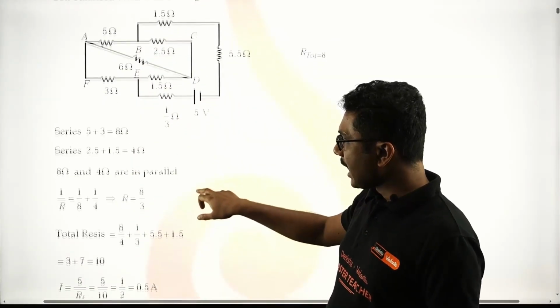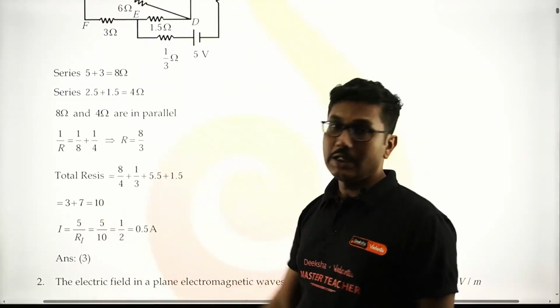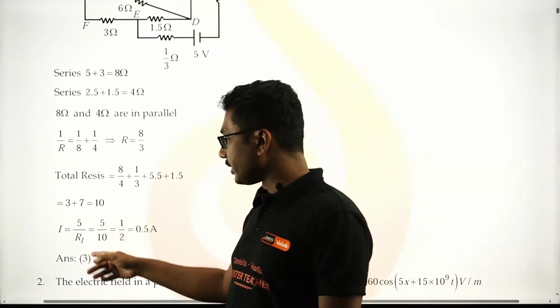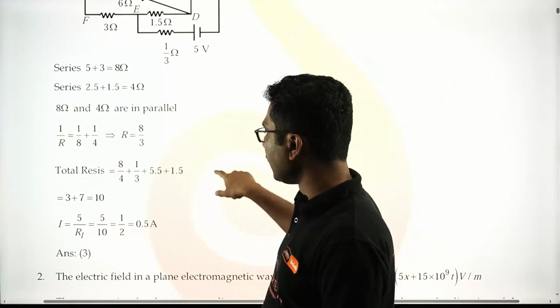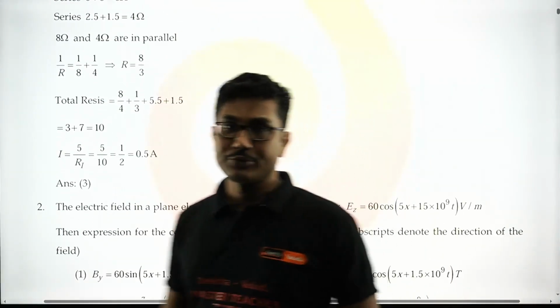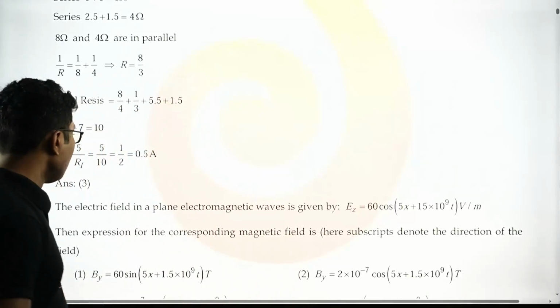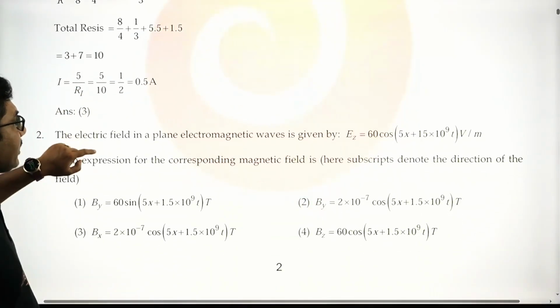The remaining part is easy, and you can calculate the resistance to be 10 ohm, and then you can calculate the current to be 0.5 ampere. So the correct answer for this is option 3 or option C. Now let's move on to the next question.